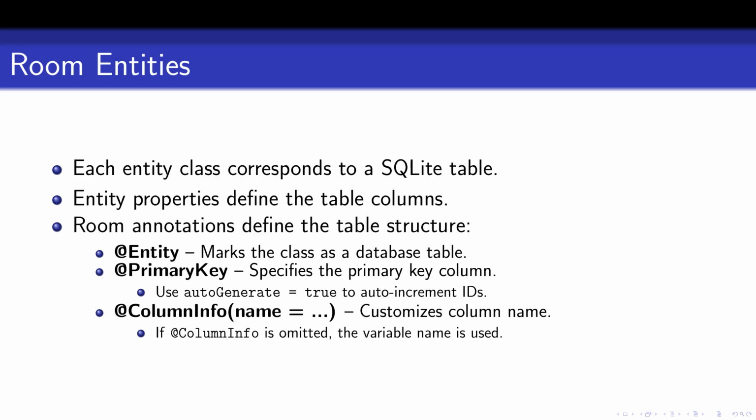Each Room entity class corresponds to a SQLite table. Class properties become table columns. We use the @Entity annotation to define a table and @PrimaryKey to identify the primary key. If we want Room to auto-increment the key, we set autoGenerate to true. Optionally, we can use @ColumnInfo to customize column names, but it's not required unless we want to override the default behavior.